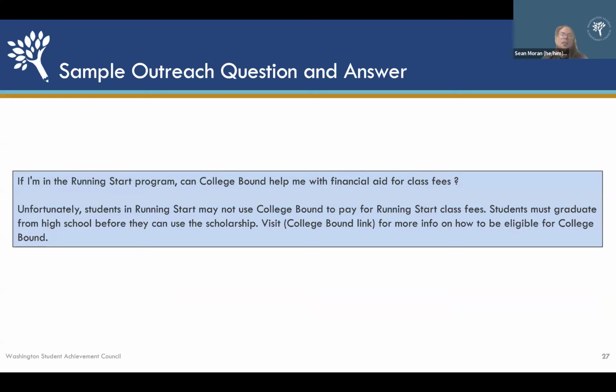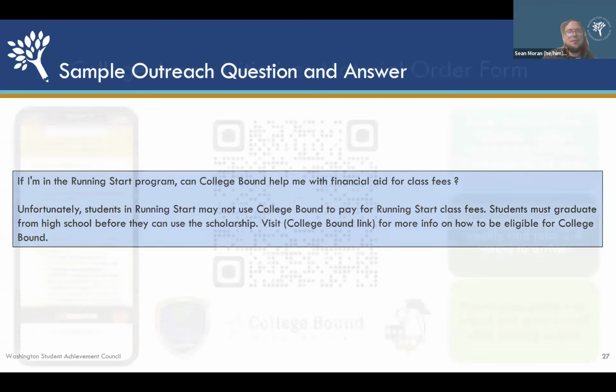So can College Bound help me with financial aid for class fees in relation to Running Start? Or can College Bound, blah, blah, blah, Running Start? So that's one of the handy things because we know not all questions are going to look exactly alike, but you can guess based on these key pieces.